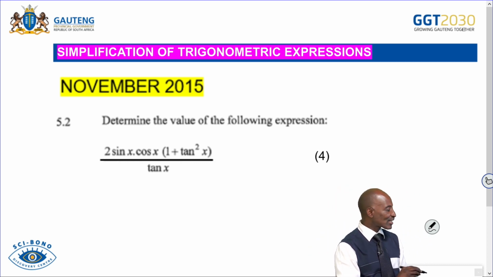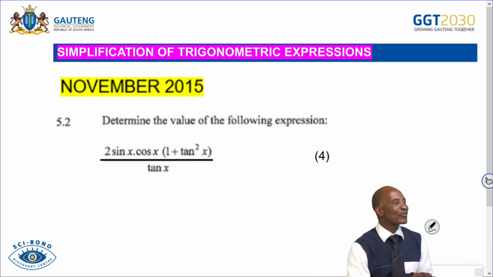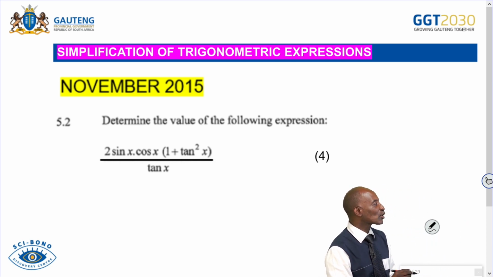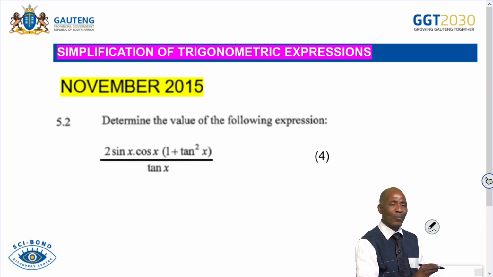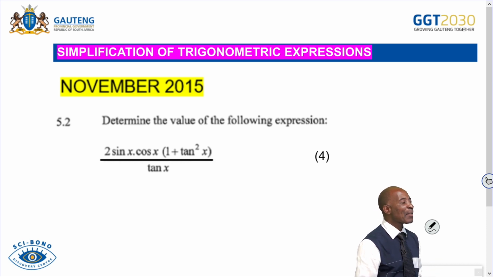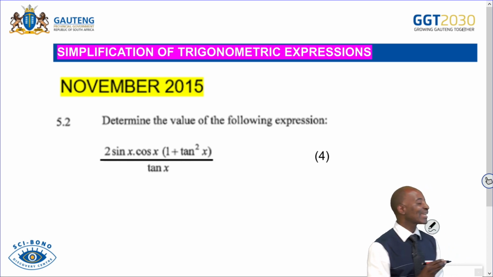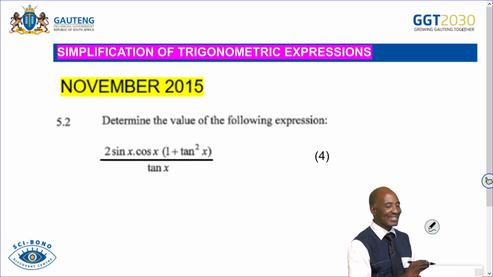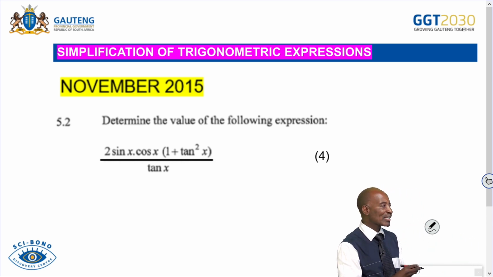Our next question is November 2015. This is a past exam question. It says, determine the value of the following expression. It was number 5.2 in that year. It carried 4 marks. 2 sine x times cos x multiplied by 1 plus tan squared x, divided by tan x. How would we simplify this type of question?